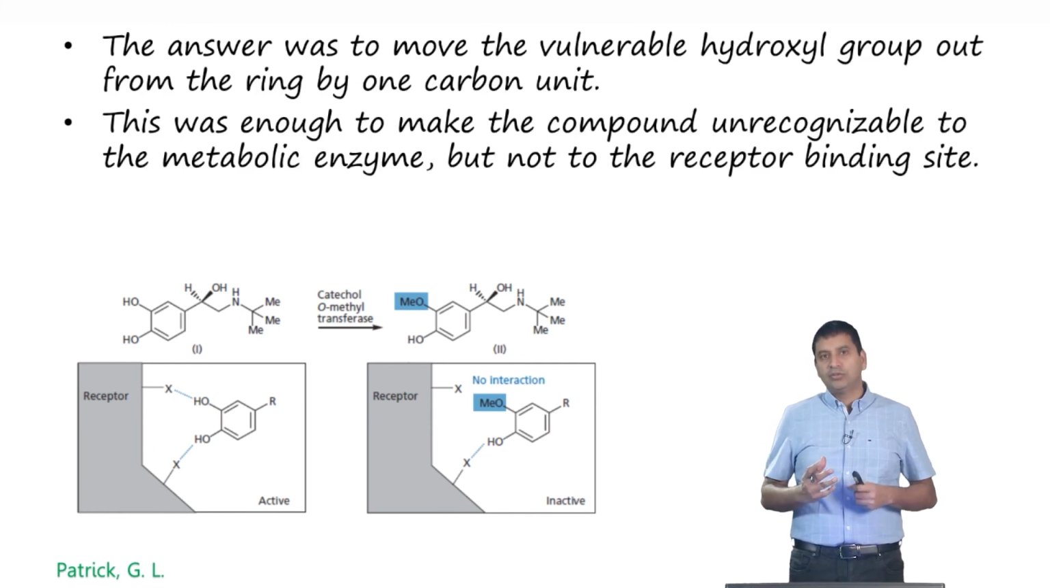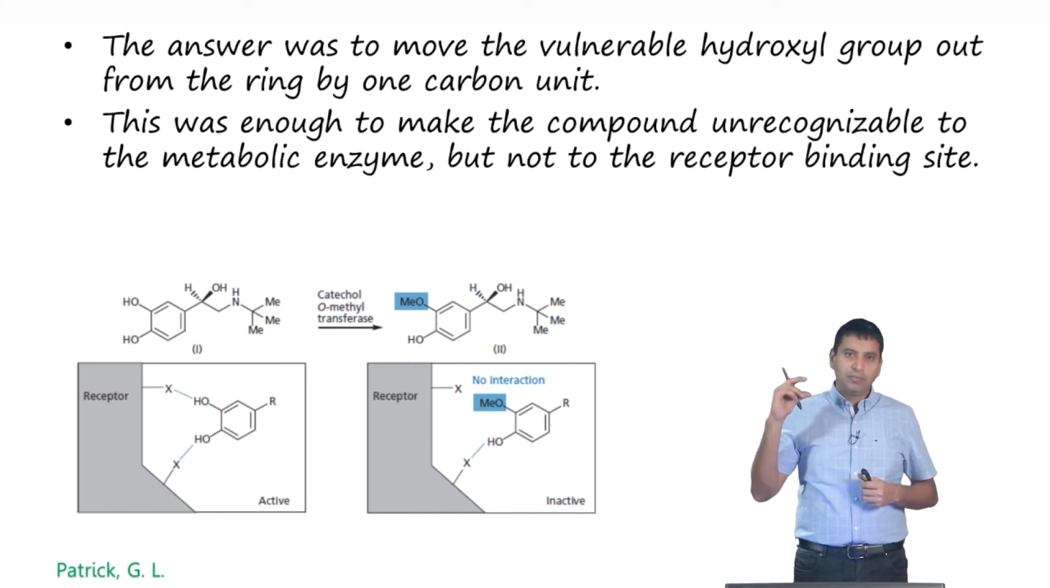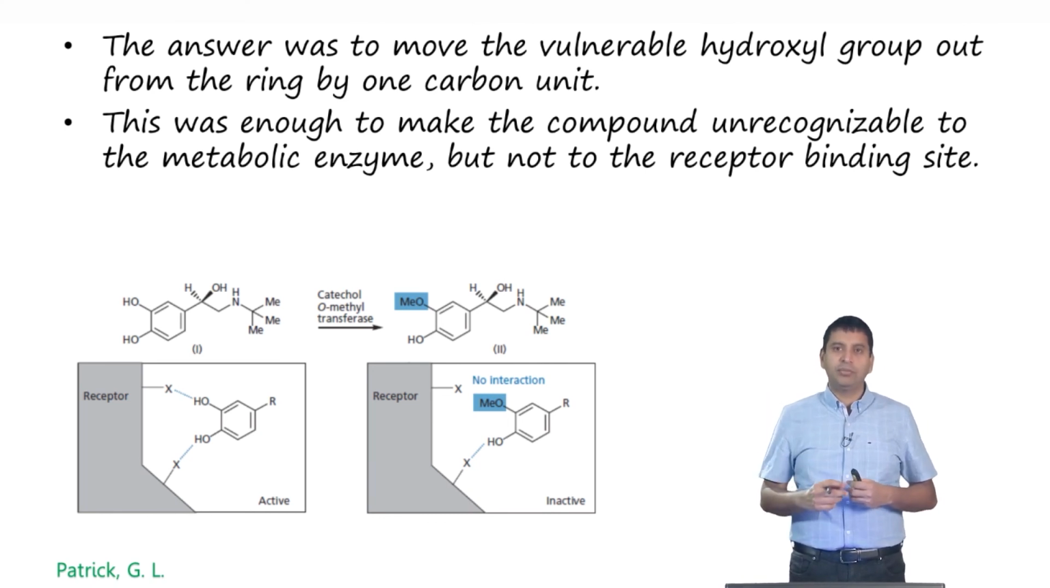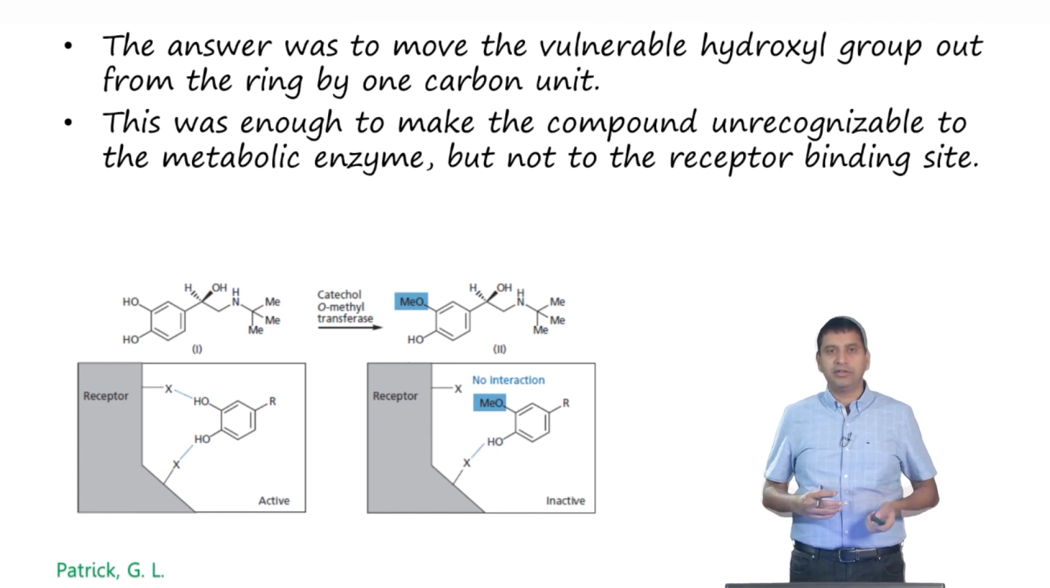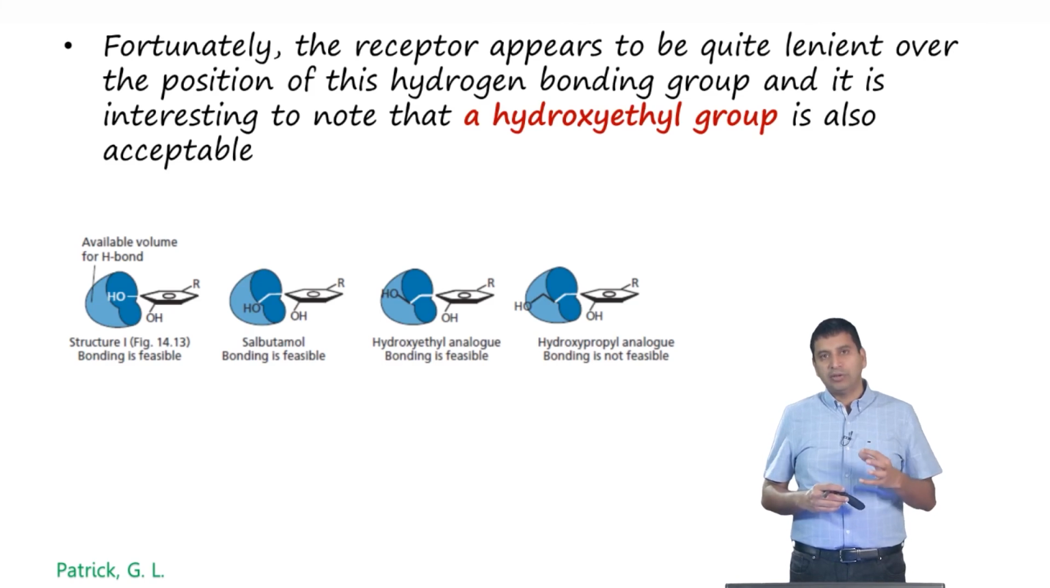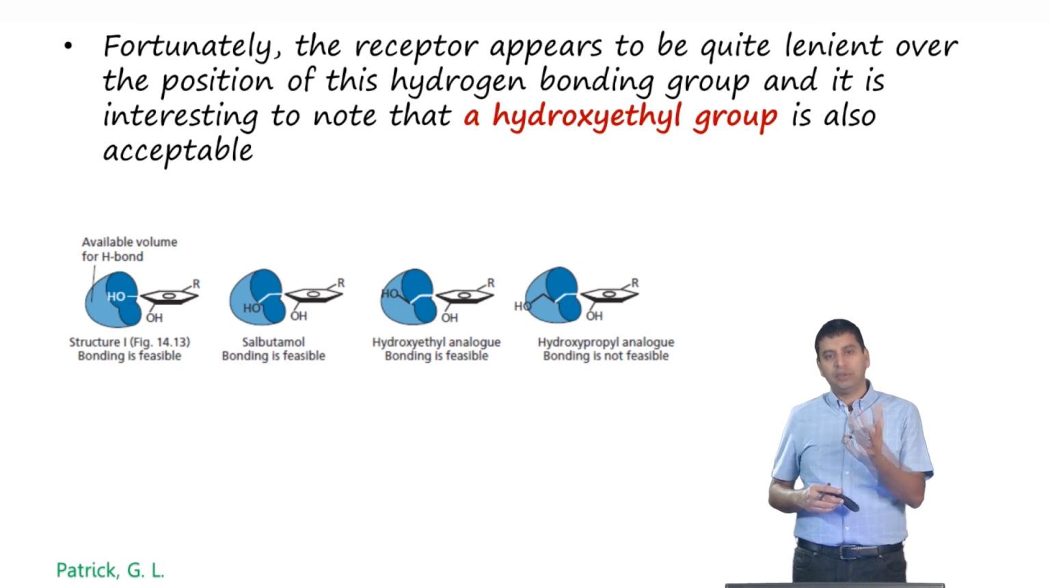The answer was to move the vulnerable group out of the ring by 1 carbon unit. Now we have converted the phenol to a benzyl alcohol. This modification was enough to make the compound unrecognizable to metabolic enzymes, but it retained pretty much the receptor binding activity. Fortunately, the receptor appears to be quite lenient over the position of this hydrogen bonding group, and so this hydroxyethyl group which we have proposed is also acceptable.